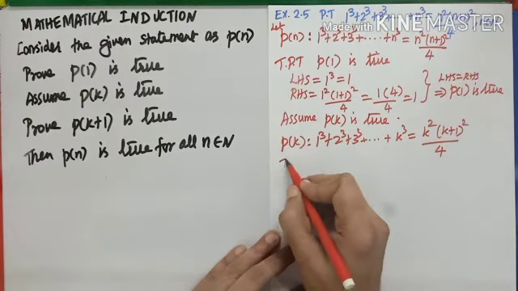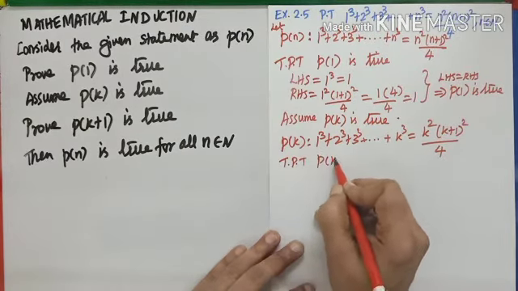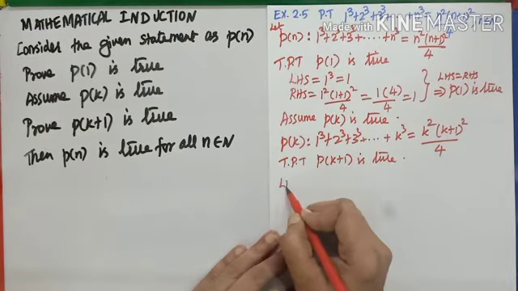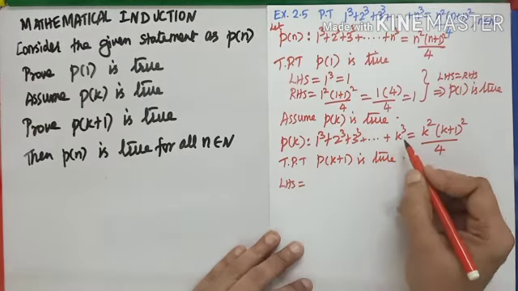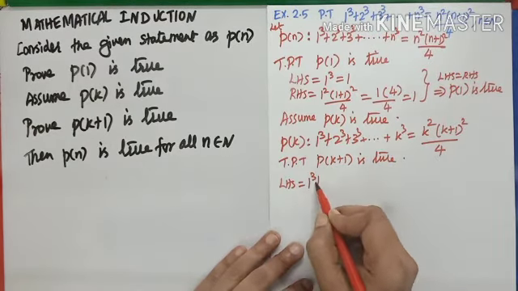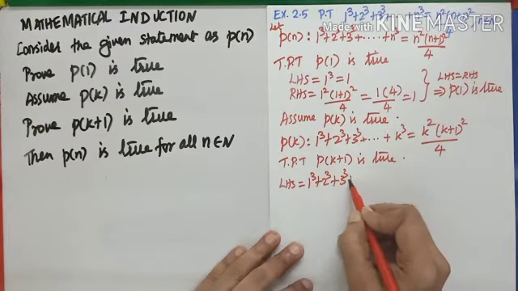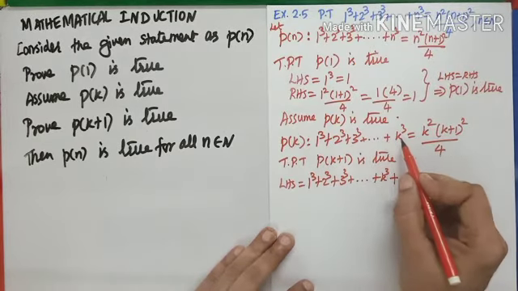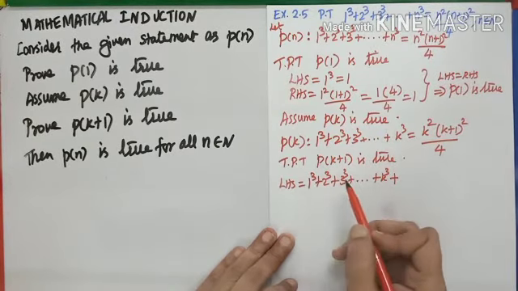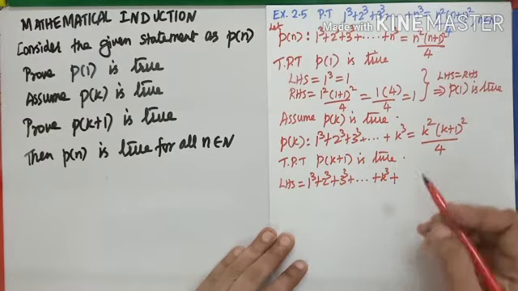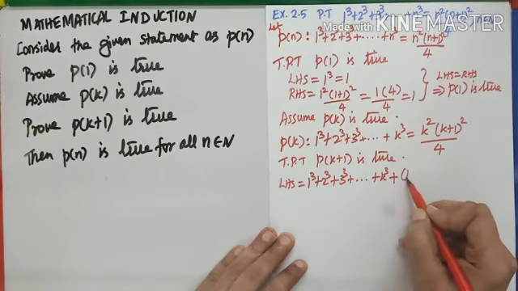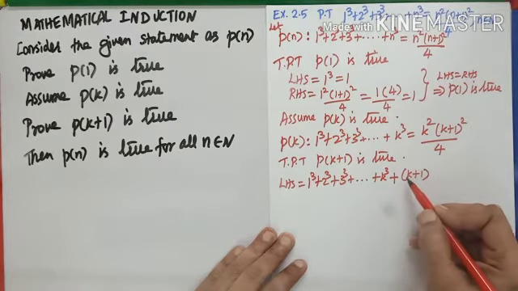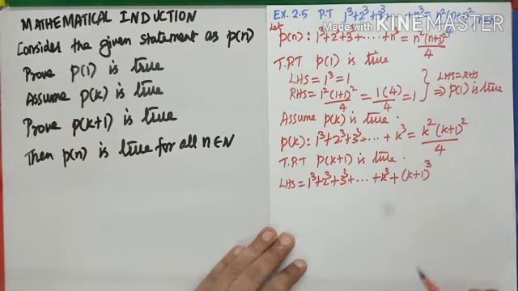The next step, to prove that P of K plus 1 is true. How to show that? LHS. Copy the given P of K as it is. 1 cube plus 2 cube plus 3 cube up to K cube plus. This is P of K. I want P of K plus 1. Put one more term. In the place of K, you put K plus 1. I am including one more term, K plus 1, the whole cube.